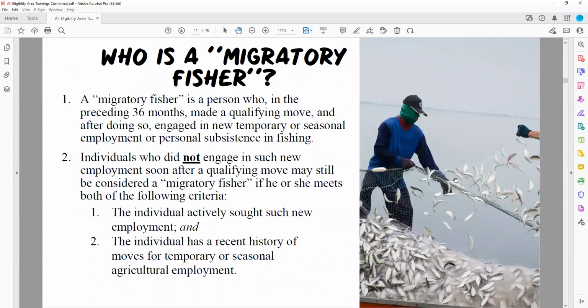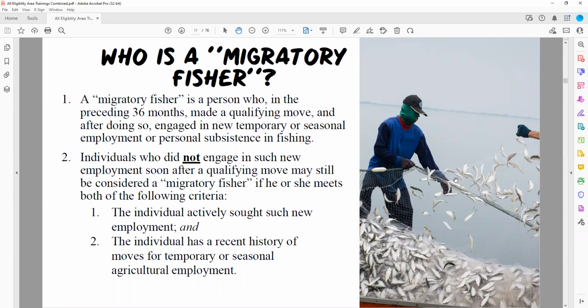Also, migratory fishers are eligible too. Same thing as a migratory agricultural worker, but they have to be moving specifically to engage in that type of activity, and they have to seek it. It says individuals who did not engage in such new employment soon after a qualifying move may still be considered a migratory fisher, same thing as a migratory agricultural worker, if he or she meets both of the following criteria.